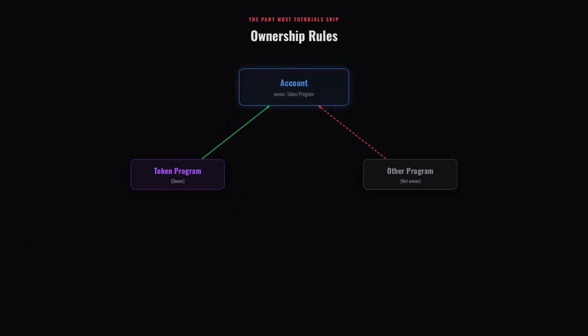Here's the part most tutorials skip. The owner field is the key to Solana's security model. Any program can add lamports to any account, but only the owner program can take lamports out or change the data. This one rule prevents programs from messing with each other's state.